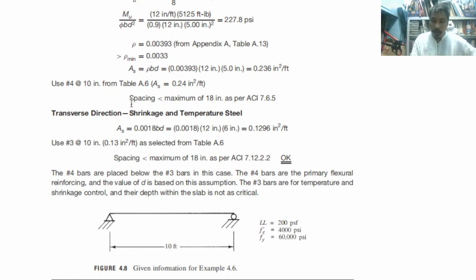So in real application, in construction, if they are rolling out the slab steel bars, you can measure that the spacing must be less than 450. That is the code provision. So number 4 bars are placed below number 3 bars in this case. The number 4 bars are primarily flexural reinforcing, and the value of this is based on this assumption. The number 3 bars are smaller than number 4, and are for temperature and shrinkage control.